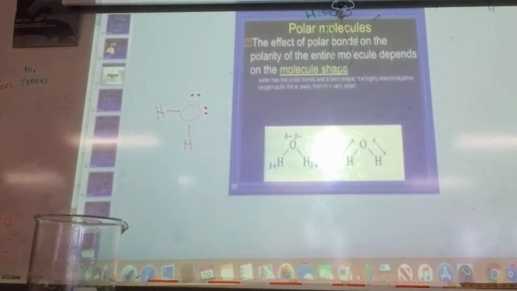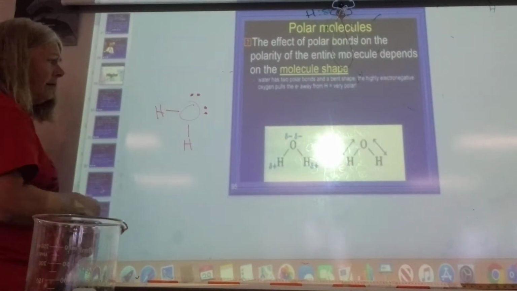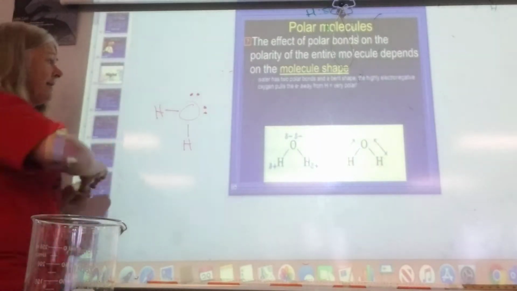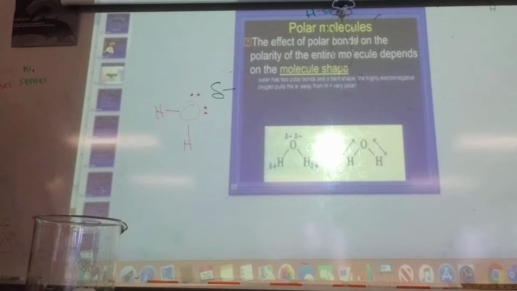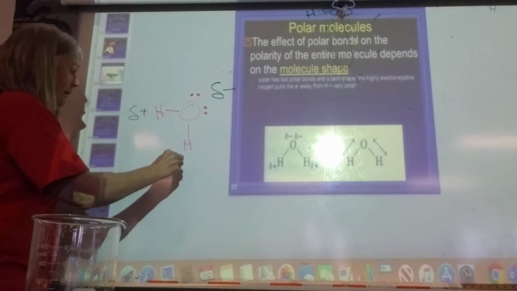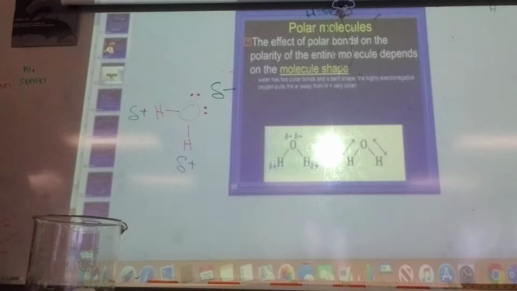Now this has a polar bond. This is a polar bond. Not only are they polar bonds, but we have unshared pairs of electrons that are negative in character. Here we don't. And we're going to find out later that water is highly polar.